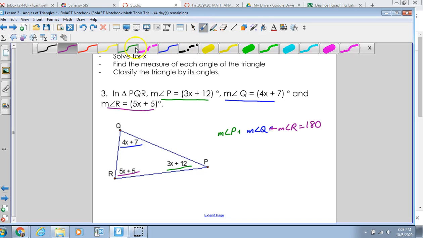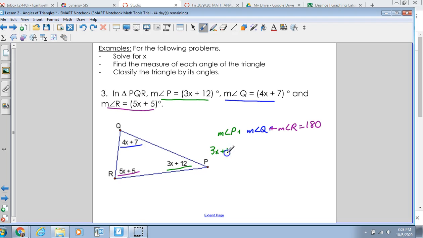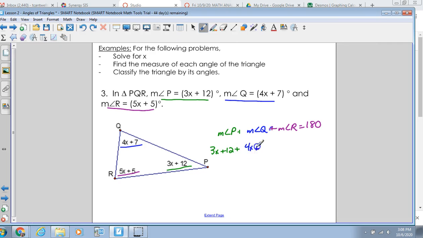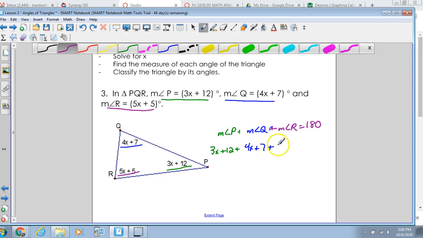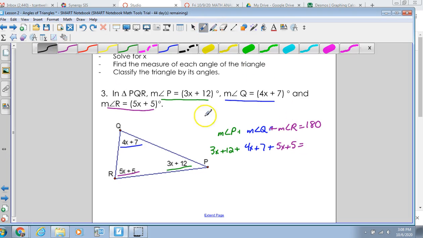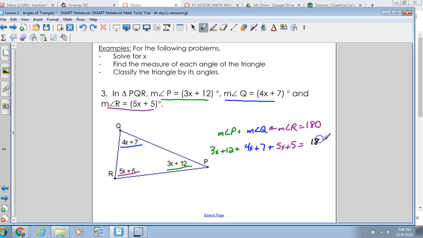So, just plugging in what we know, angle P is 3x plus 12, and angle Q is 4x plus 7, and angle R is 5x plus 5. When we add those values up, we get that magical number for triangles, 180.